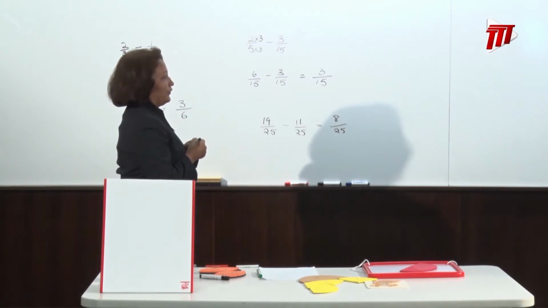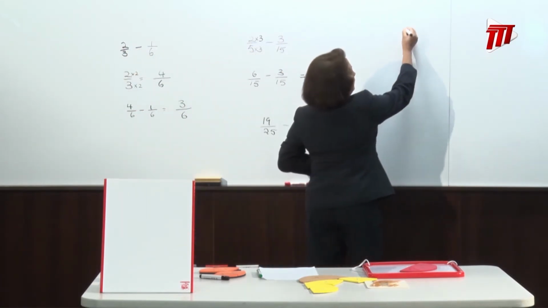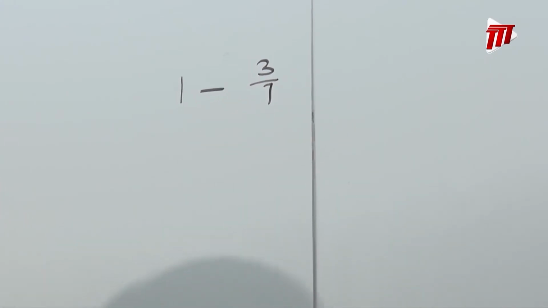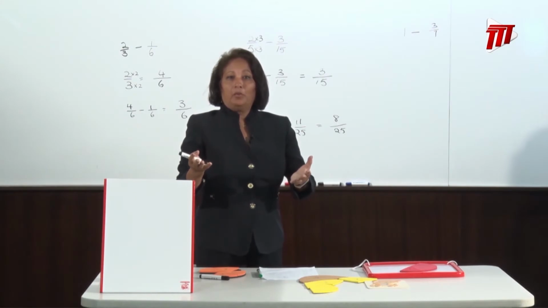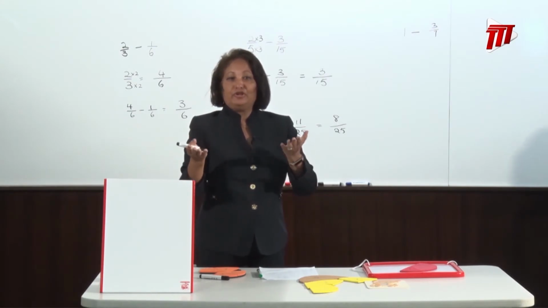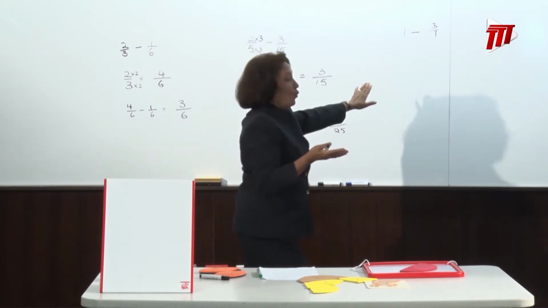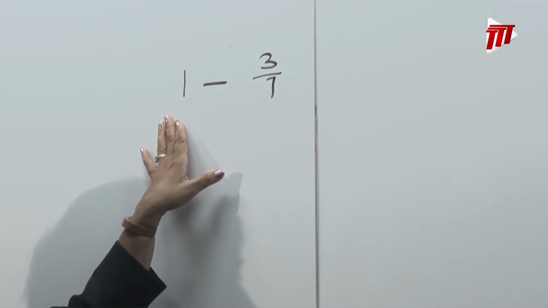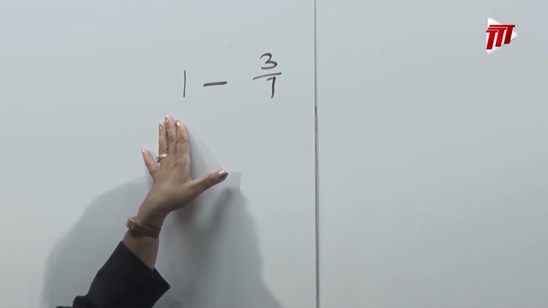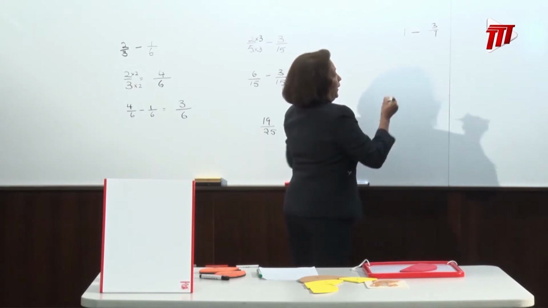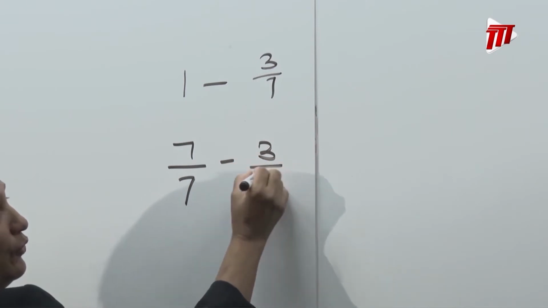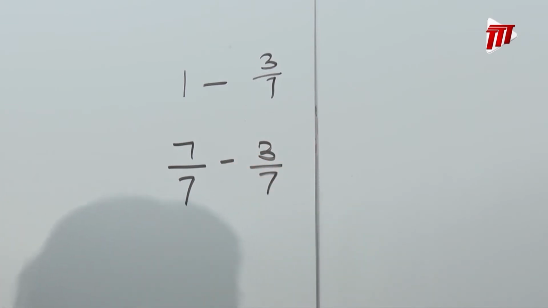So if I have, for example, 1 minus 3/7, again, what we're doing, we're checking to see if the denominators are the same. This 1, I could make that 1 into 7ths. Can we not? Remember how to do that? Okay. So 1 is really 7/7 minus 3/7, and we get the denominators are now the same.